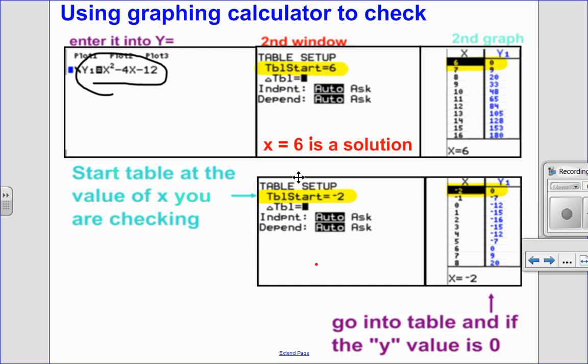So I know x equal to 6 is a solution. Then the other solution I had was negative 2. So I start my table at negative 2, and I see that it also makes the equation equal to 0. So I know that x equal to negative 2 is a solution.